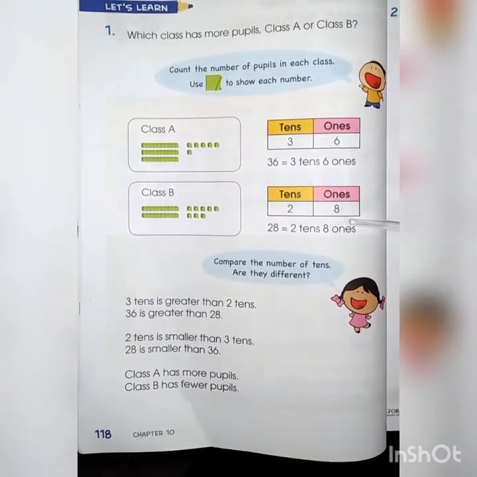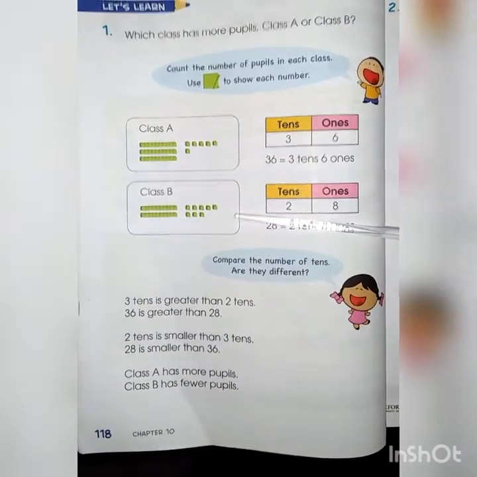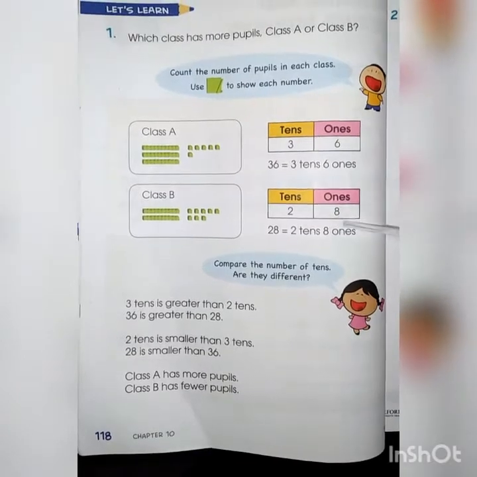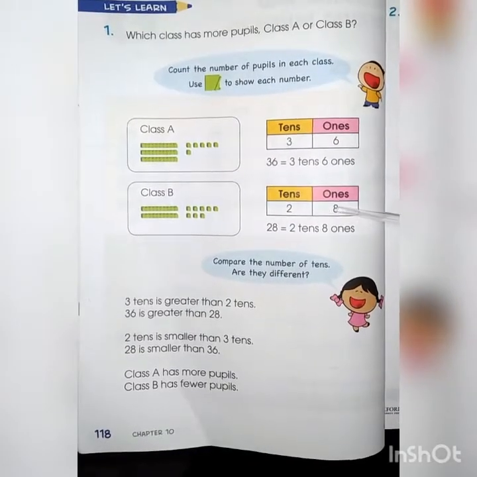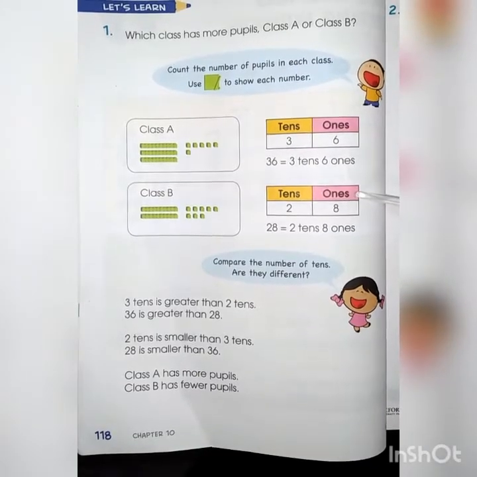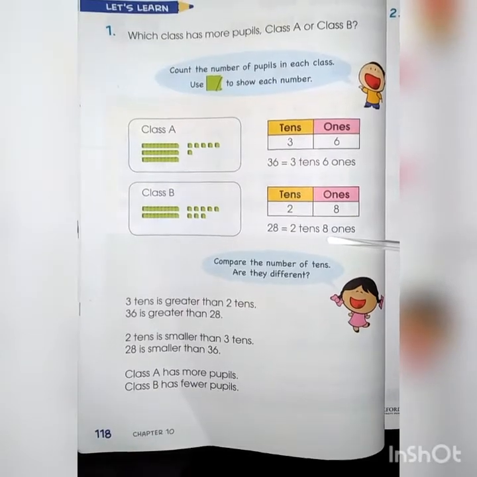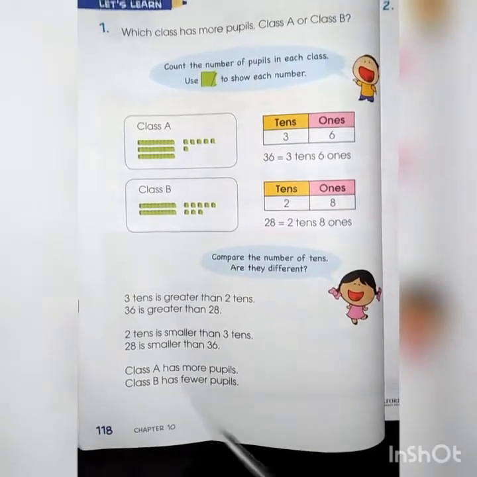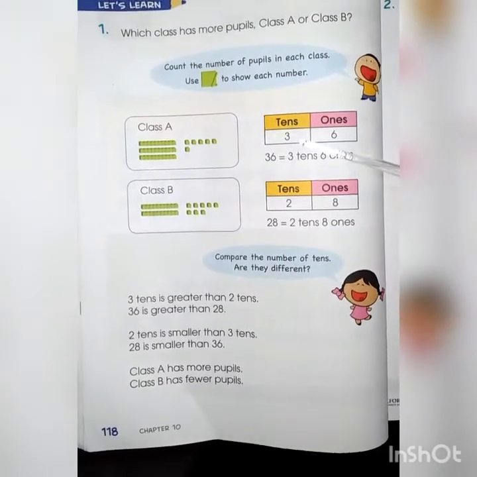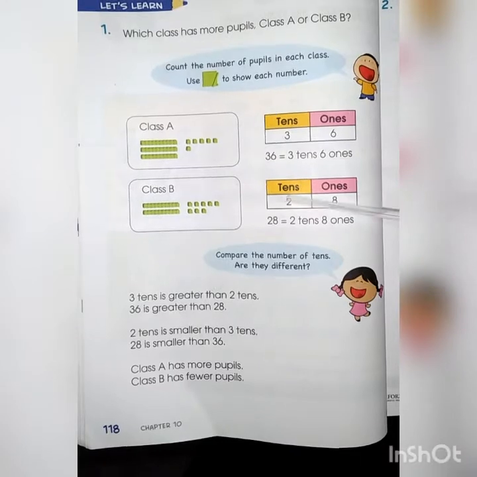Same as for class B, which has 28 students, and we have 28 cubes or blocks here. We can see on the place value of tens and ones that 2 is on the tens place and 8 is on the ones place. It means that 28 is equal to 2 tens and 8 ones. Okay, 3 tens is greater than 2 tens, as we know that 3 is greater than 2.